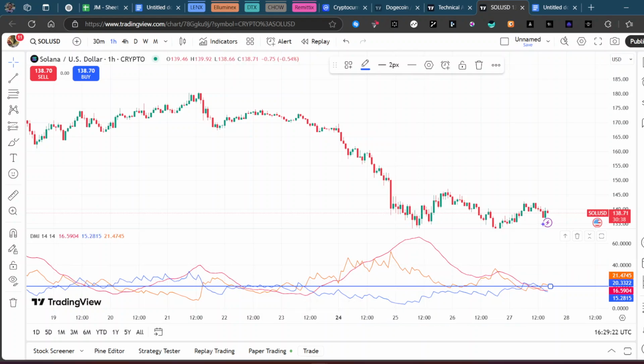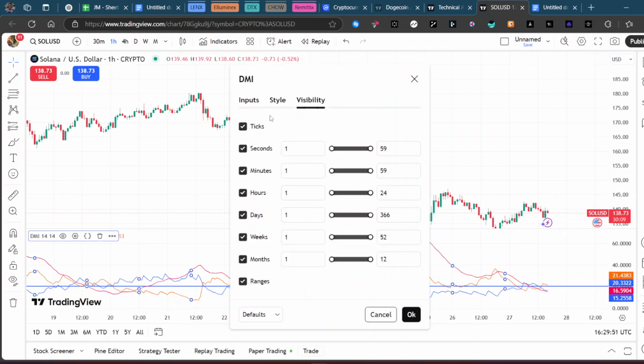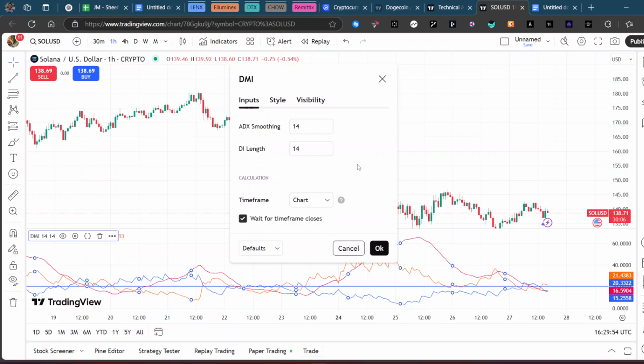Now that we know what the DMI does, let us break down how to use it in a trading strategy. Here's a simple but effective way to trade with the DMI. First of all, you have to set up the indicator. Open your trading platform and apply the DMI indicator. It's usually found under the trend indicators. Then you adjust the settings if needed, but the default is fine. You don't necessarily have to modify the inputs. The default 14 period is actually okay. It works well for most markets.